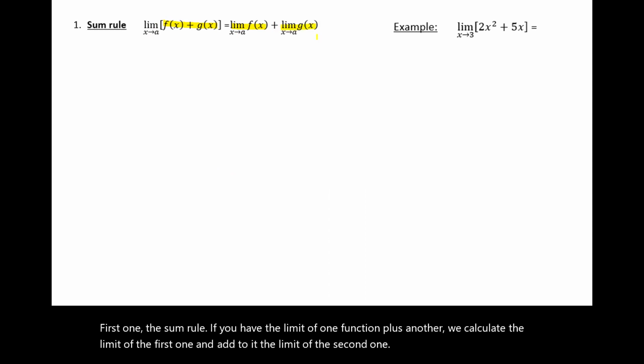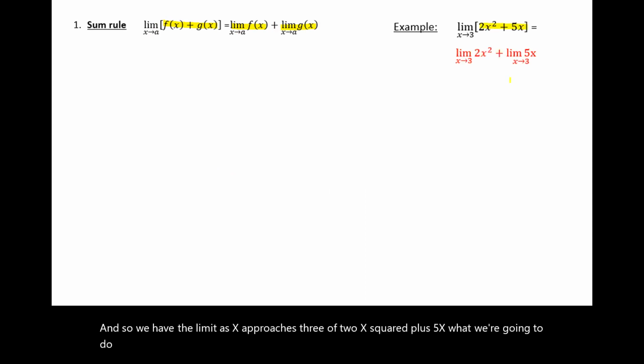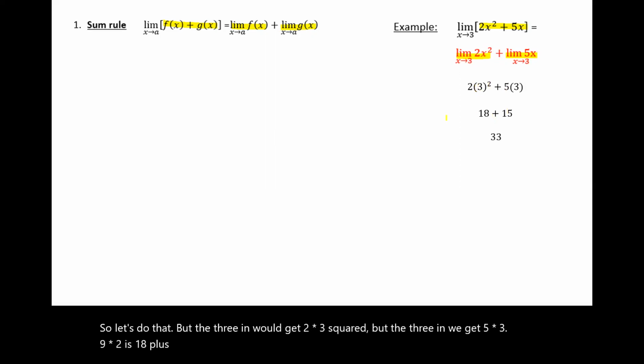Meaning, let's say we have the limit as x approaches 3 of 2x squared plus 5x. What we're going to do is calculate each limit separately. So we do the limit of 2x squared as x approaches 3, and then the limit of 5x as x approaches 3. So let's do that. Put the 3 in, we'd get 2 times 3 squared. Put the 3 in, we get 5 times 3. 9 times 2 is 18, plus 15, final answer 33.